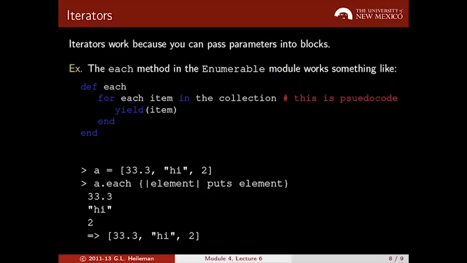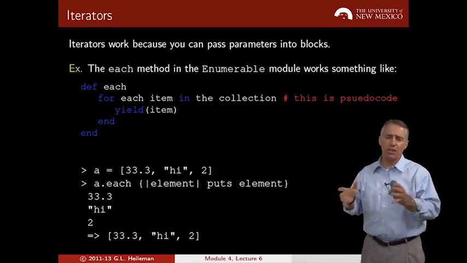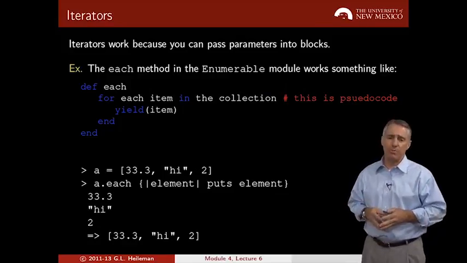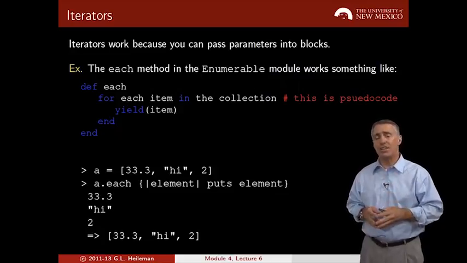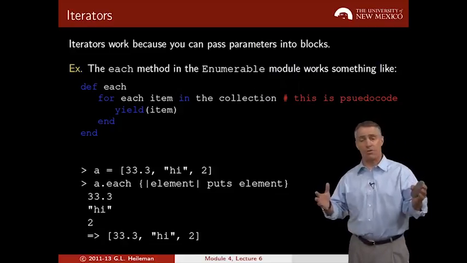Let's try it out. Here's this array, which is again a collection that includes enumerable. I'm defining this array A that's got 3 elements. And if I say A.each, and then I'm opening these curly brackets, I'm providing a block of code. And look at this block of code. It's got element between the pipe symbols and then puts element. This is how you pass parameters into blocks. And so you can think of this element as like a parameter that's a part of a method.